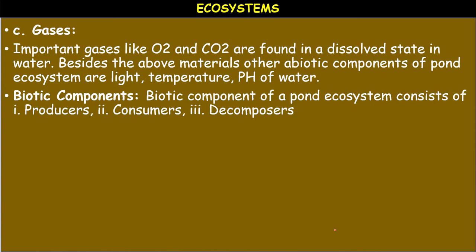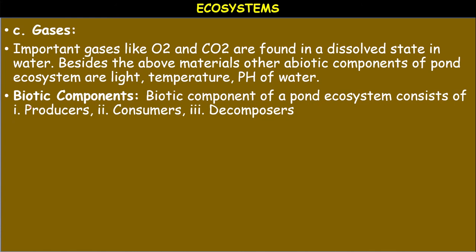Then biotic components. Biotic components means living components. The biotic components of a pond ecosystem consist of, so here we are considering a particular ecosystem, taking it as an example. There are several types of ecosystems. Aquatic ecosystems means water, like pond ecosystem, sea ecosystem, river ecosystem. They are all aquatic ecosystems. Non-aquatic ecosystems are terrestrial ecosystem, grassland ecosystem, different.